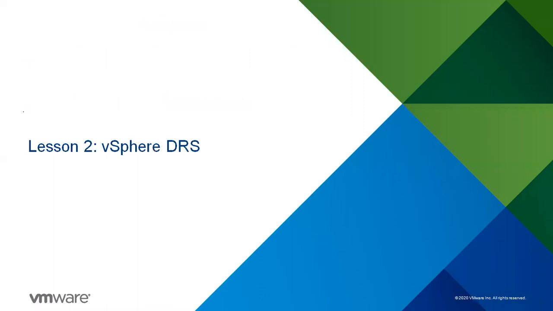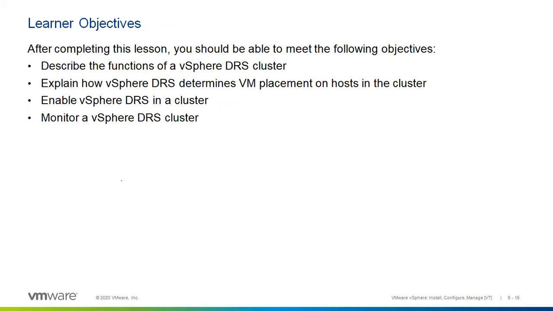All right. Lesson 2 is more about DRS. DRS stands for Distributed Resource Scheduler. When we say Distributed Resource Scheduler, it is something that is going to balance your VMs and give the best placement of a VM on a particular host. Under this lesson, we'll talk about the key features of DRS, how DRS determines the VM placement on the host, how to enable a DRS cluster, and how to monitor the DRS cluster.